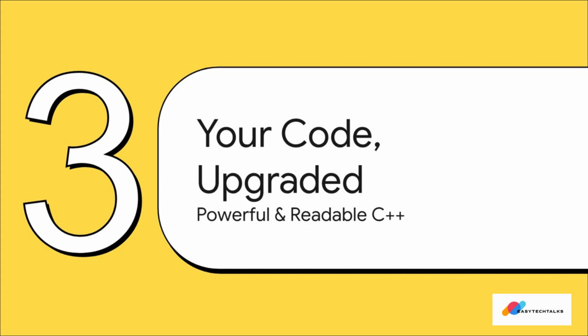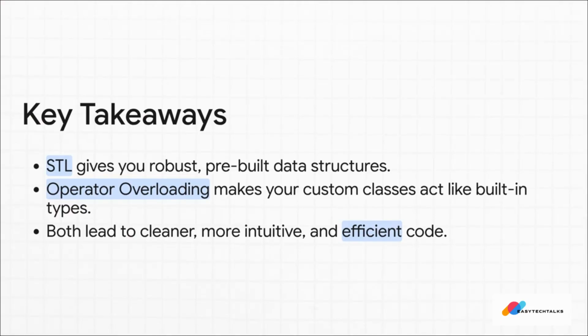Okay, let's step back and put this all together. We've seen how the STL helps us manage data, and how operator overloading helps us create intuitive interfaces for that data. When you combine these two things, you don't just write better code, you fundamentally upgrade the quality of the C++ you write. So, what are the big takeaways here? First, use the STL. It gives you powerful, efficient, and heavily tested data structures so you can focus on your actual problem. Second, use operator overloading. It makes your custom classes feel natural and easy to work with. Put them together and you get code that's way easier to write, a whole lot easier to read, and far less likely to have bugs.